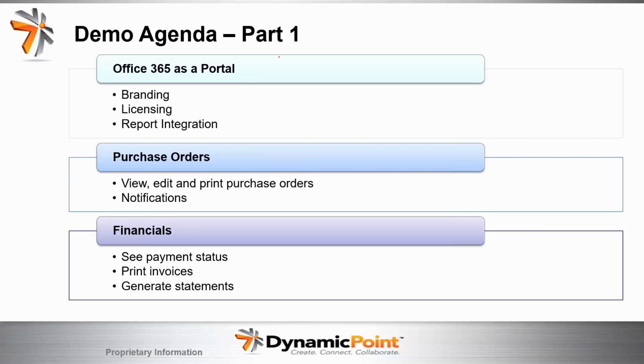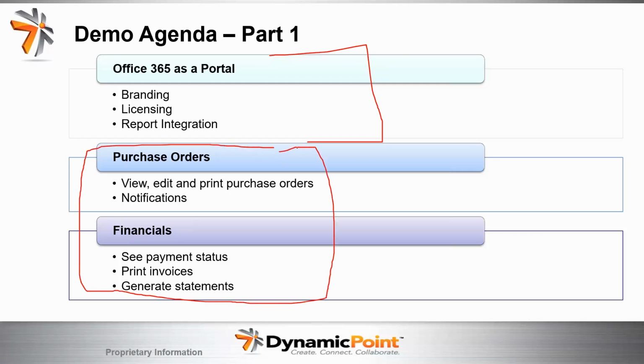So part 1, Office 365 as a portal. Branding, the licensing, report integration, other things that you could do just straight out of the box using Office 365 as your portal platform. And then we're going to show some examples of data integrations that our portal app is going to provide to this Office 365 portal. Such things as the ability to view, edit, and print purchase orders, receive notifications for any interaction in the portal, see financial details such as payment statuses, print invoices, statements, etc.